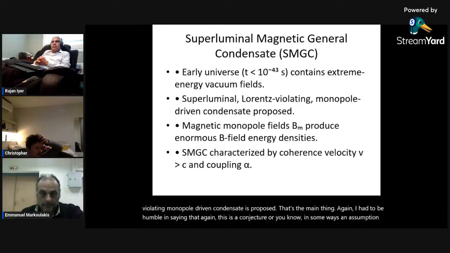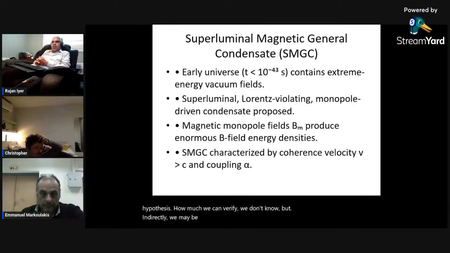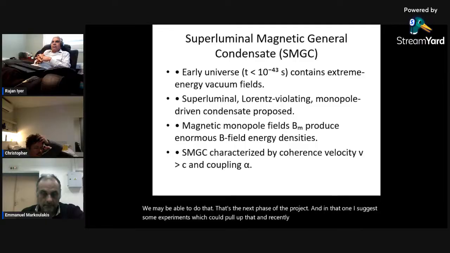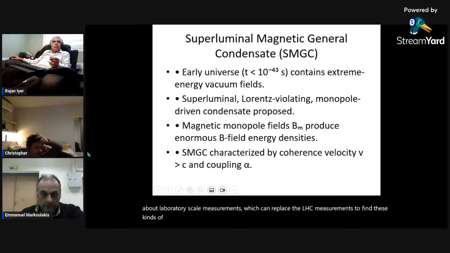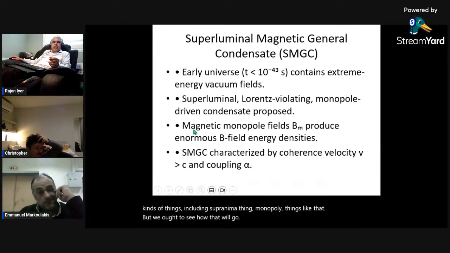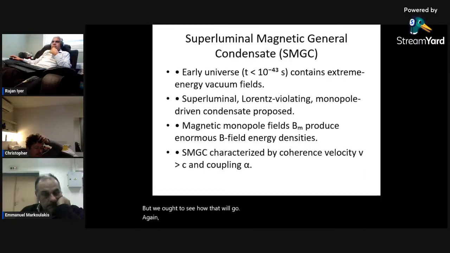How much we can verify, we don't know. But indirectly, we may be able to, like with the black hole. That's the next phase of the project. And in that one, I suggest some experiments which could test that. And recently, in another paper, I have mentioned laboratory scale measurements, which can replace the LHC measurements to find these kinds of things, including superluminal things, monopoles, things like that. But we have to see how that will go. Again, they need very specific types of instrumentation as well as setups.